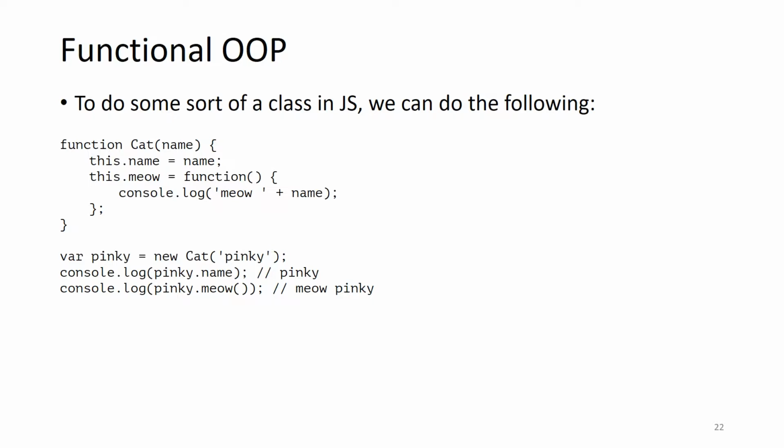So now we can use the keyword new to create a new empty object, and this empty object will then be passed as this to this function, and this function will set its property name to the name we provide here, and it will set the property meow to the function. And now we can log pinky.name, and it will print pinky, and we can call the function pinky.meow, and it will meow.